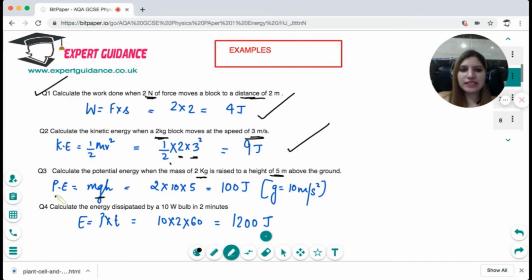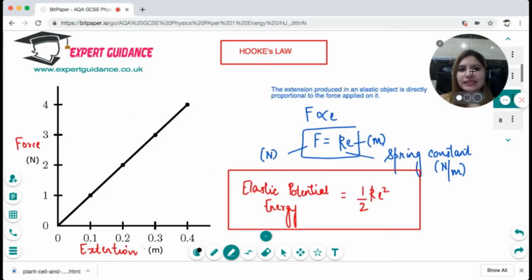So potential energy is mgh, so it's 2 times 10 times 5, which is 100 joules. Next is calculate the energy dissipated by a 10 volt bulb in 2 seconds. So energy is power times time. Power is 10 watts, time is 2 minutes, 2 times 60 is 120, so that is 1200 joules. Okay, so I hope how to use these formulas is clear to you.